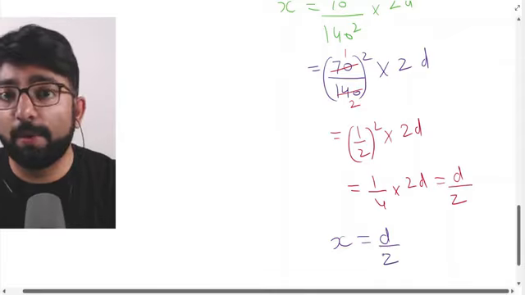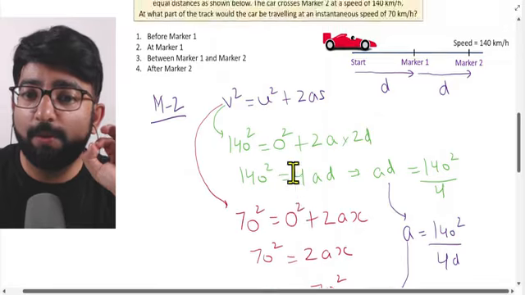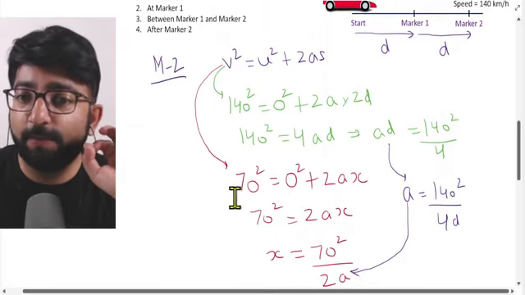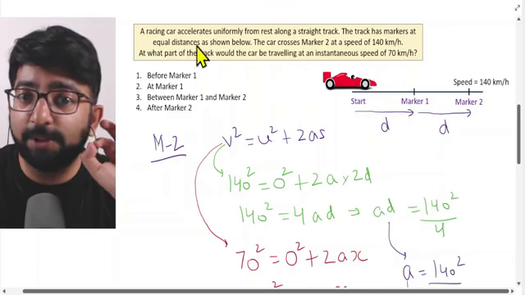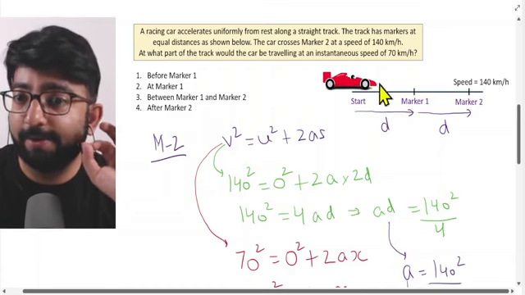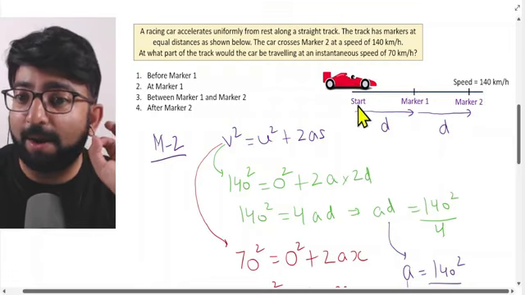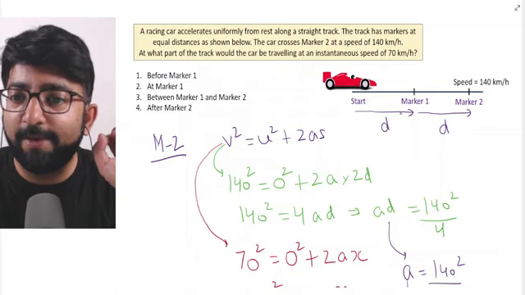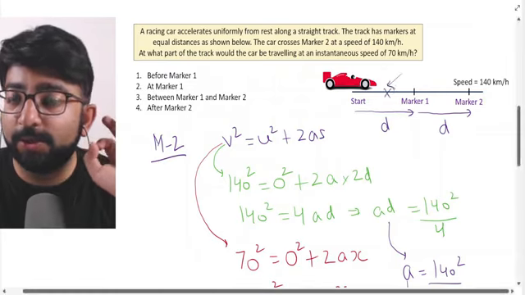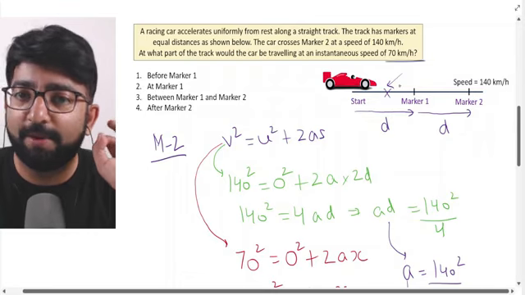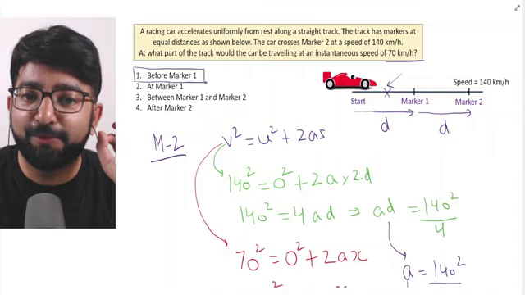And let's try to recall what is x. X was the value of the displacement traveled by the car when the car was traveling at a speed of 70. Now, going back to the question, we were supposed to find at which point of the track is the car traveling at a speed of 70. So the car is actually at the midpoint between the start and the marker point. So if I label between start and marker, this is that point where the speed of the car is 70 kilometers per hour. And finally, we can say option 1 is the right answer to this question.